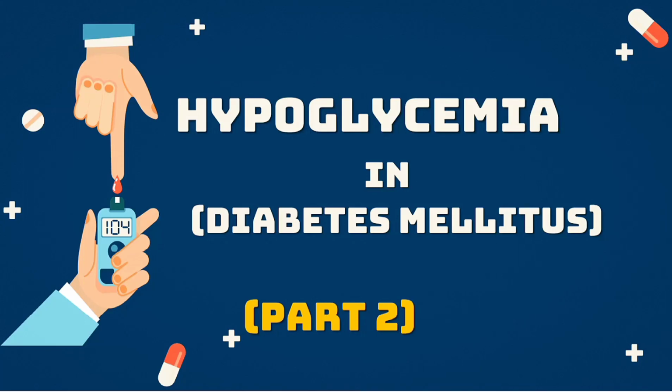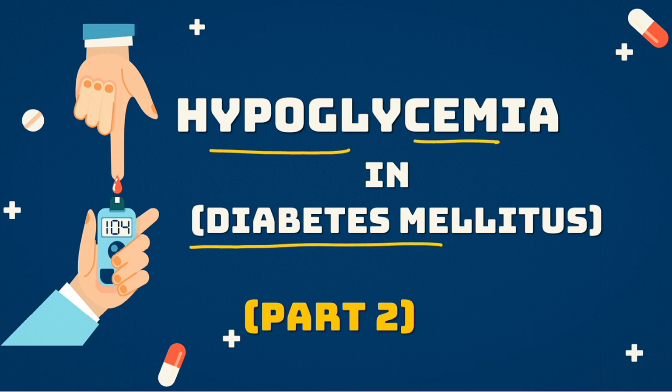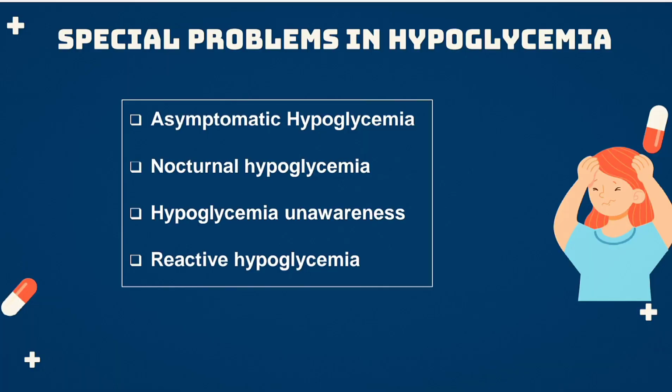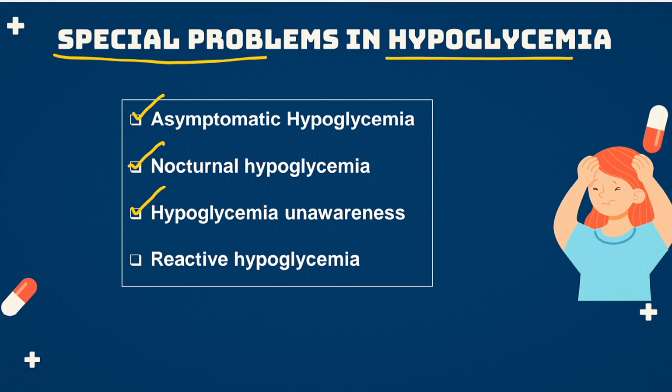Hello everyone. We have already discussed hypoglycemia in diabetes mellitus in the first part of the presentation. So let's discuss further in this second part. This second part is about the special problems in hypoglycemia, and these special problems are asymptomatic hypoglycemia, nocturnal hypoglycemia, hypoglycemia unawareness, and reactive hypoglycemia. So let's discuss one by one.